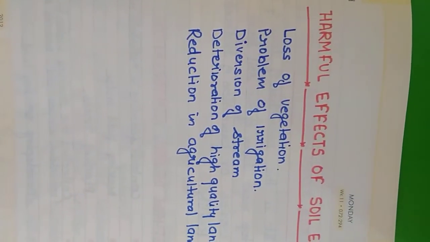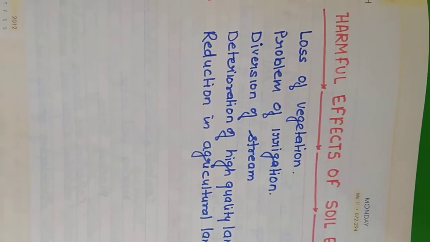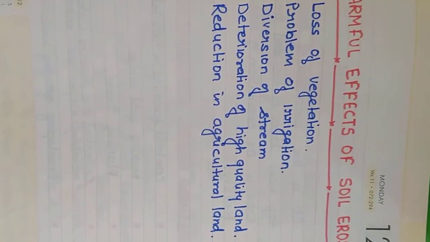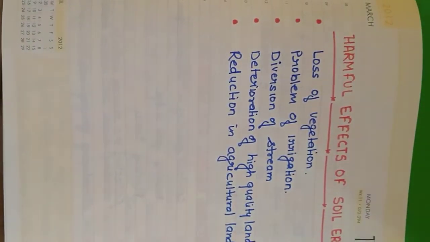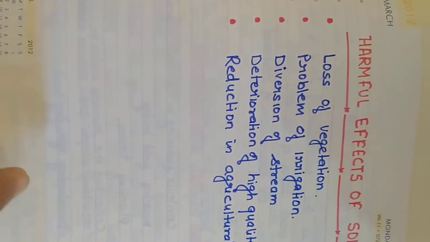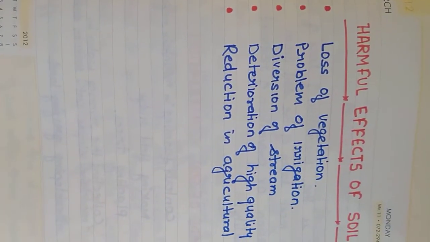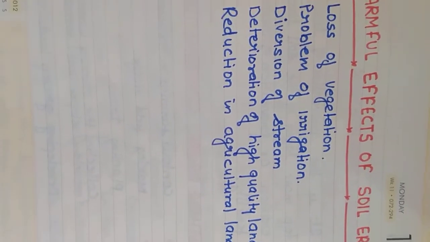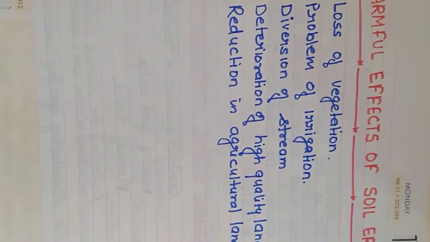There are some harmful effects of soil erosion: loss of vegetation, problem of irrigation, diversion of stream, deterioration of the high quality land, and the reduction in the agriculture land. So you just learned with me the harmful effects of soil erosion. Number one is loss of vegetation. Second is problem of irrigation. Third is diversion of stream. Fourth is deterioration of the high quality land and the reduction of agricultural land.